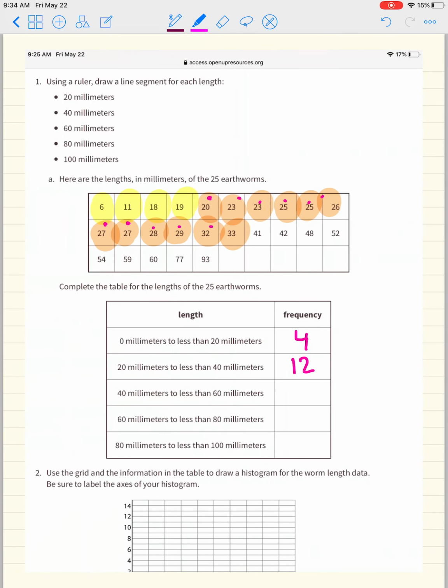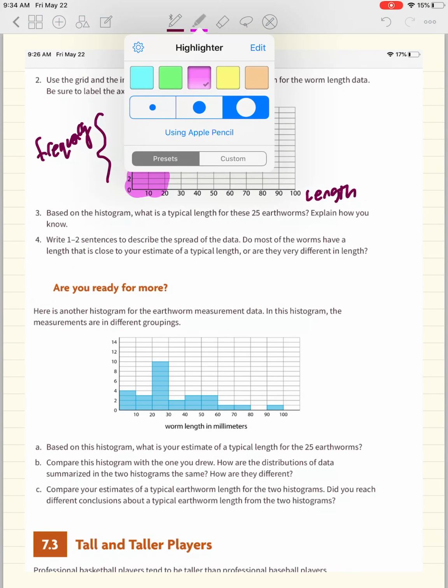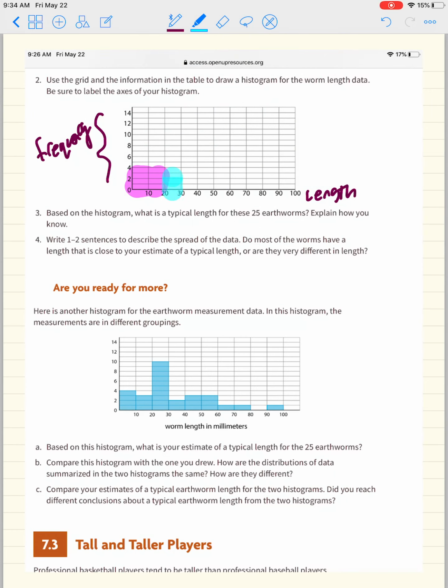For 20 to 40, we counted 12. So now you're going to go ahead and color up to 12 for those two lines. And you're going to keep doing this with the rest of the data that you collected on your own. And then go ahead and unpause the video once you're done. So then you have some questions to answer about your data.